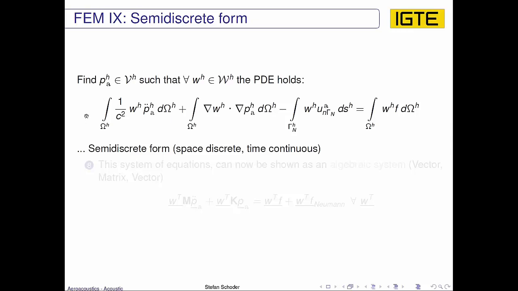So to sum up, we would like to find the acoustic pressure based on this equation. And this equation is now a semi-discrete form. Why is it called semi-discrete? Because the space is already discrete and the time derivative is still continuous, and this is why we call it semi-discrete form.